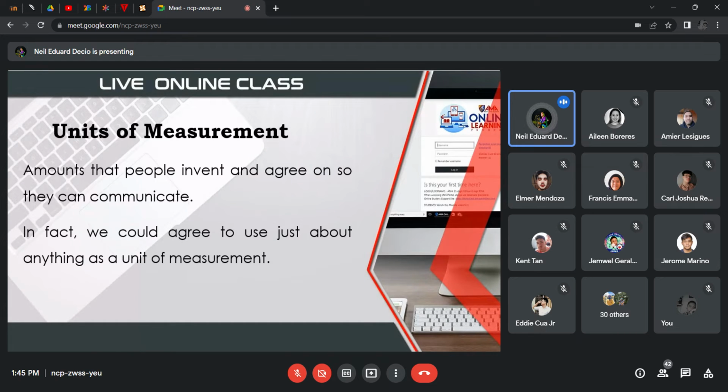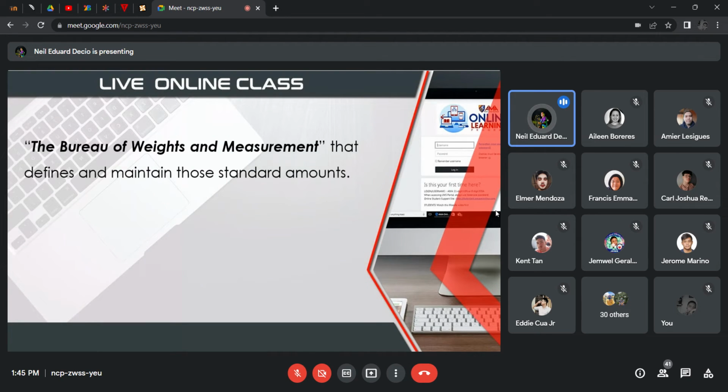Standardized means they match official standard amounts that can be measured over and over again and would give exactly the same result. So the unit of measure that we use today is standardized. There is even a government agency called the Bureau of Weights and Measurements that defines and maintains those standard measurements.